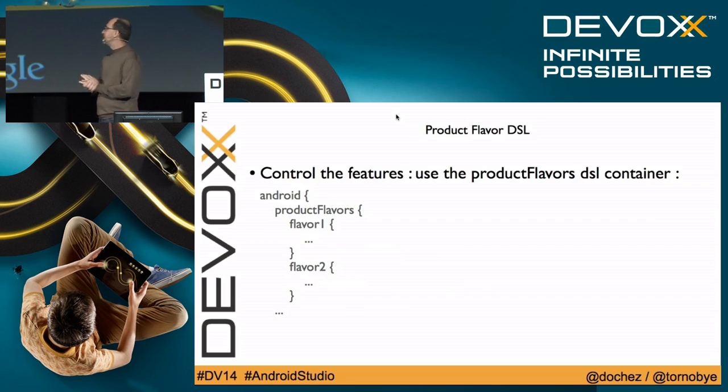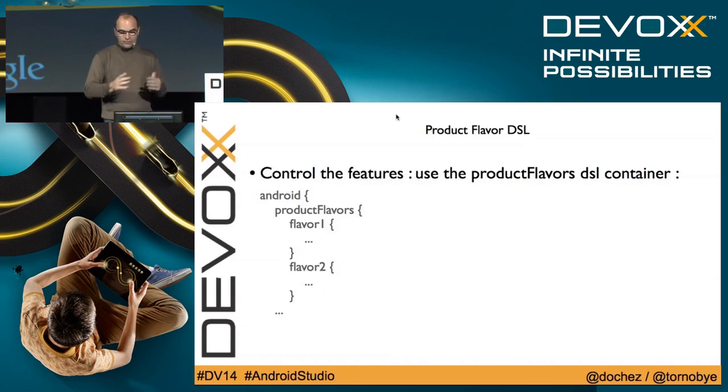So then you've got the ability to declare product flavors, and those are, as I said, more targeted to your features. And here you've got 2 flavors, flavor 1, flavor 2, no big deal. You don't get any of these flavors for free, right? So you need to declare your own flavors when you start defining different types of applications.